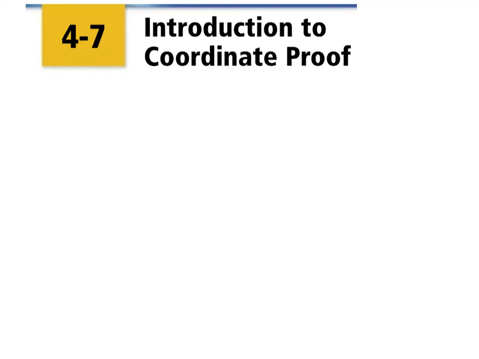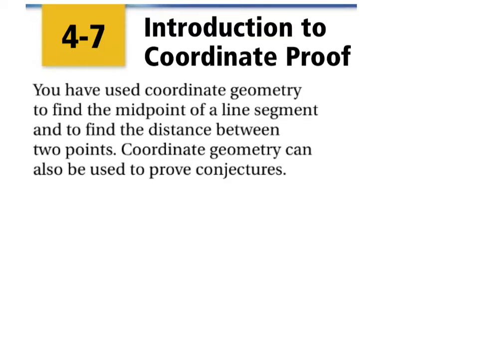All right, 8th graders, we're going to start doing a new kind of proof. You've talked about two-column proofs, paragraph proofs, and so on. I'm now going to introduce you to a coordinate proof. Now, you have actually used coordinate geometry to find the midpoint of a line segment and to find the distance between 2 points. Coordinate geometry can also be used to prove conjectures.